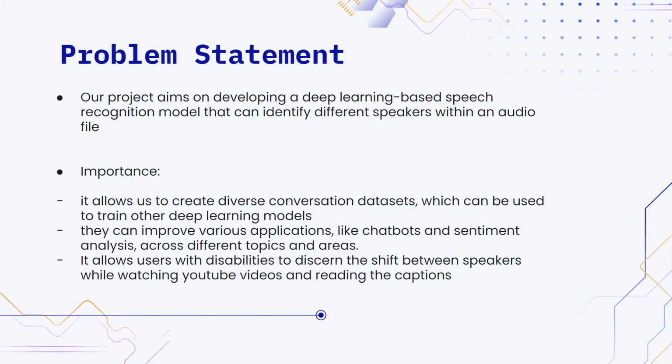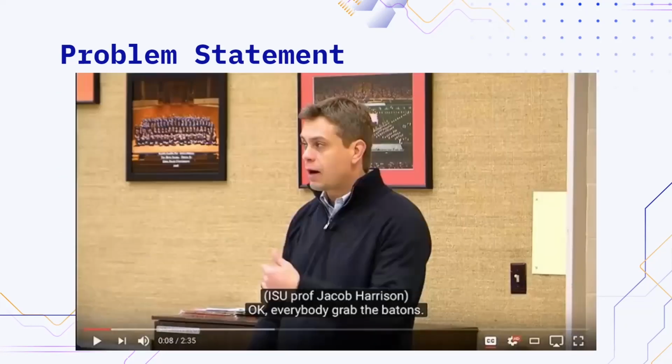Also, for users with disabilities, it's hard to discern the shift between speakers when there are no speaker tags on things such as YouTube videos. Captions that have the different speaker tags would make it easier for users with disabilities or who are hard of hearing to follow along as to who is speaking in these YouTube videos. This is an example of a YouTube video with a tag before each speech, to be able to identify which speaker is talking.